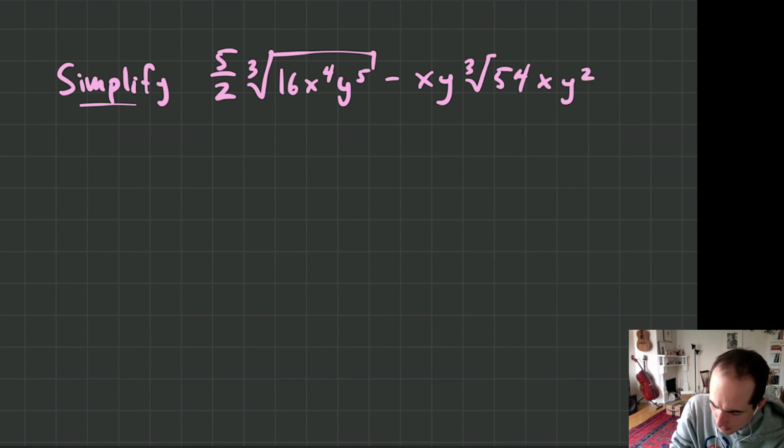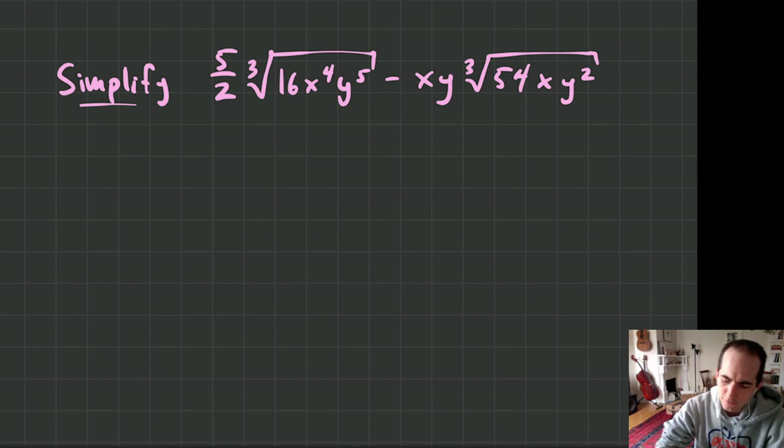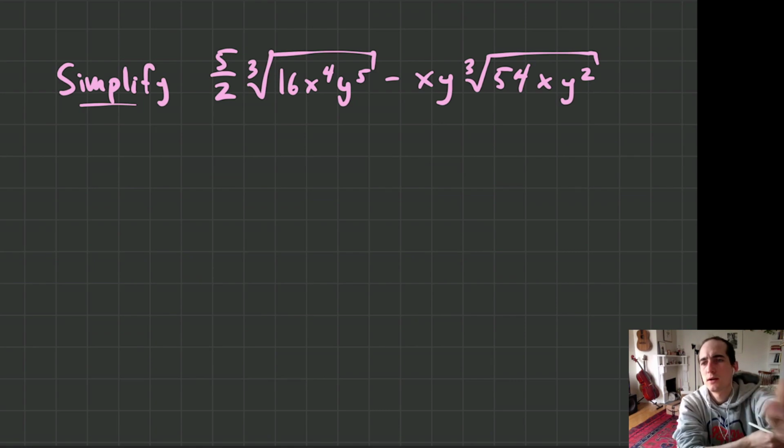xy squared. Okay, let's try this one. See what we get. Okay. So I've got 5 halves times the cube root of 16x to the 4, y to the 5, minus xy times the cube root of 54xy squared.